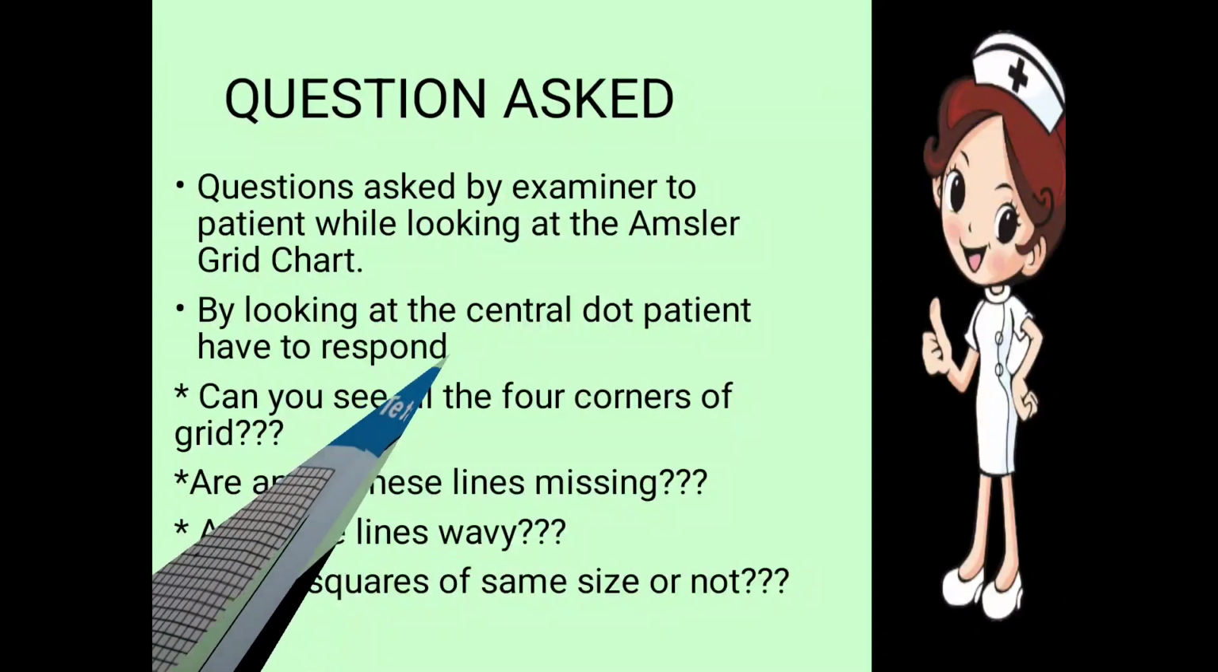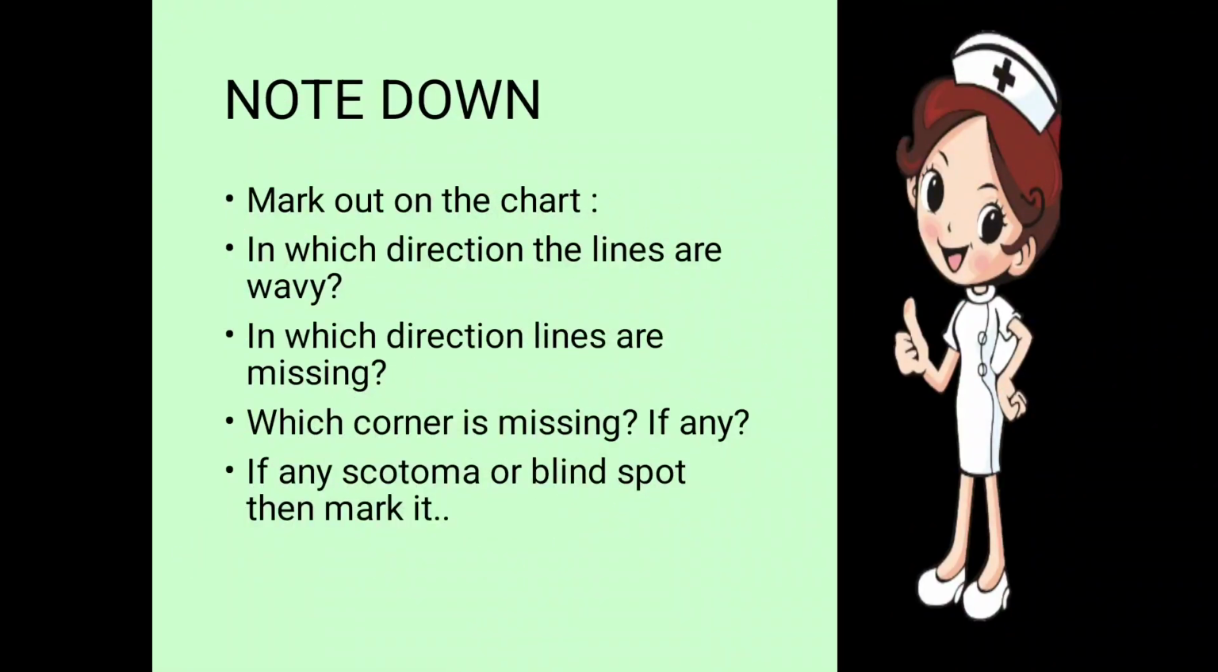So ask about all these things and always note them down. Take the chart from the patient and mark those things on it. If the patient complains about wavy lines, then you have to mark in which direction the lines are wavy: left side, right side, upside, downside. Ask the patient and then draw the lines.